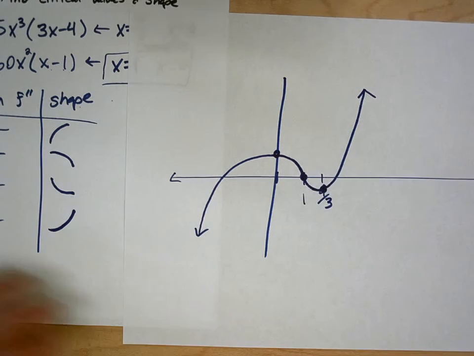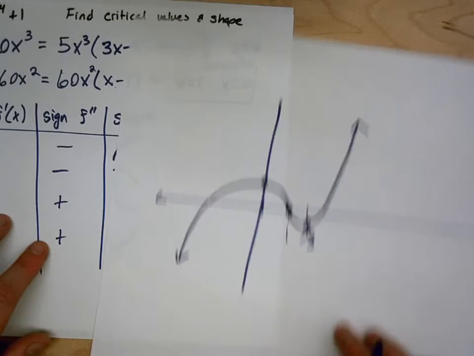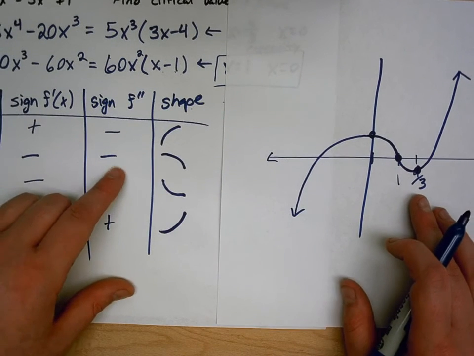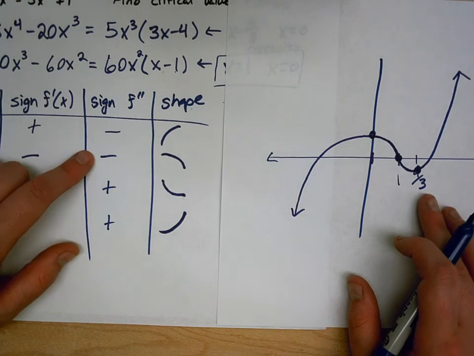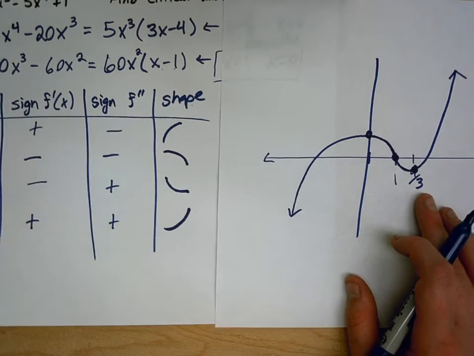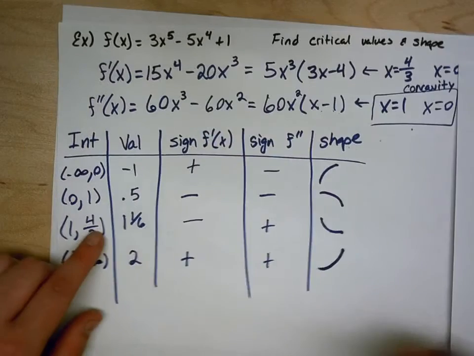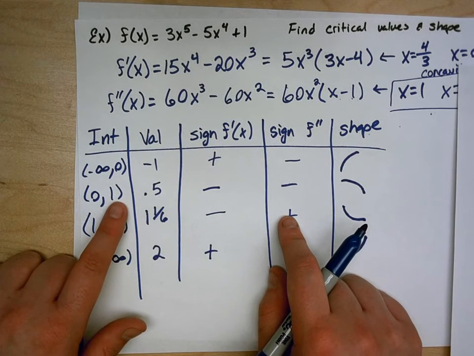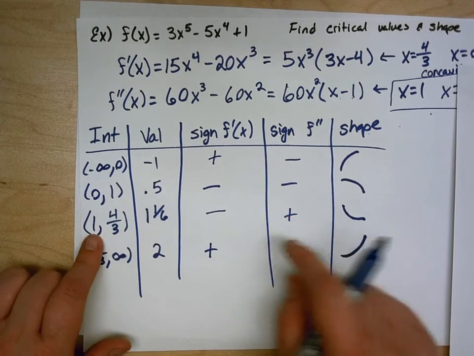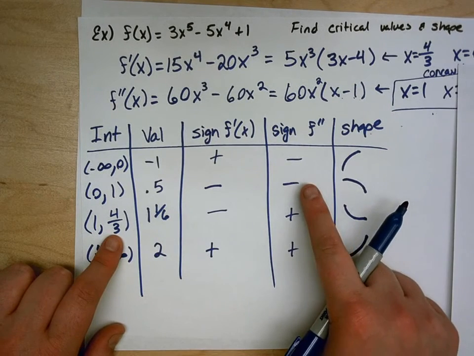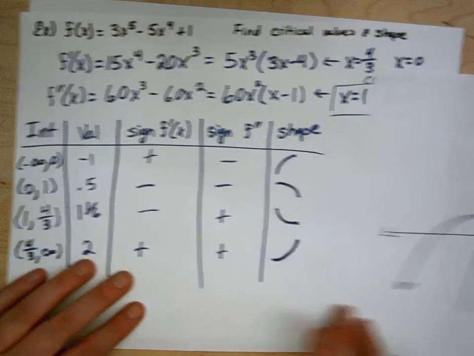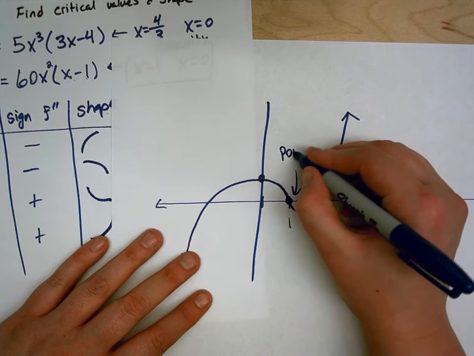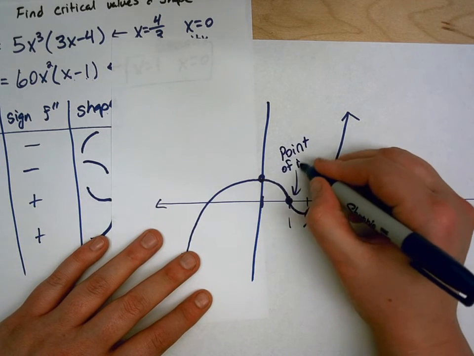All right, wonderful. And notice that the sign of our f double prime changed from negative to positive when x equaled 1, right? So when we went from the interval from 0 to 1 to 1 to 4 over 3, we went from negative to positive. So this would be a point of inflection.